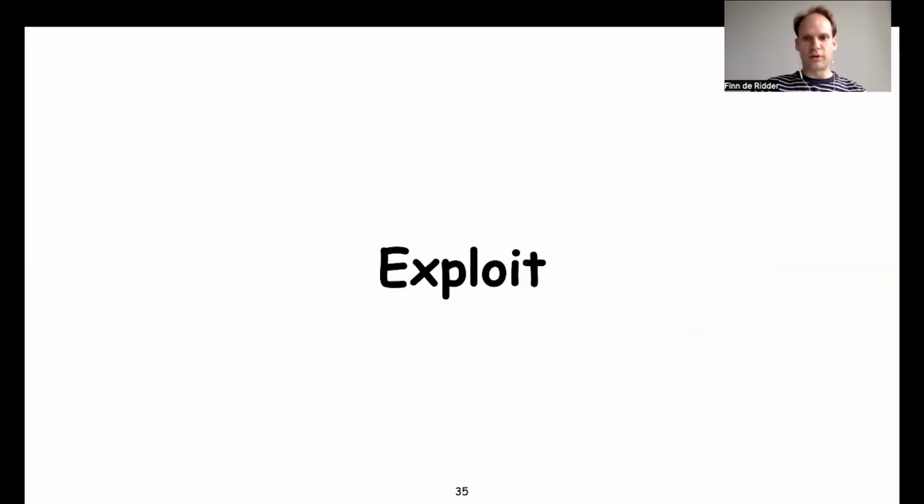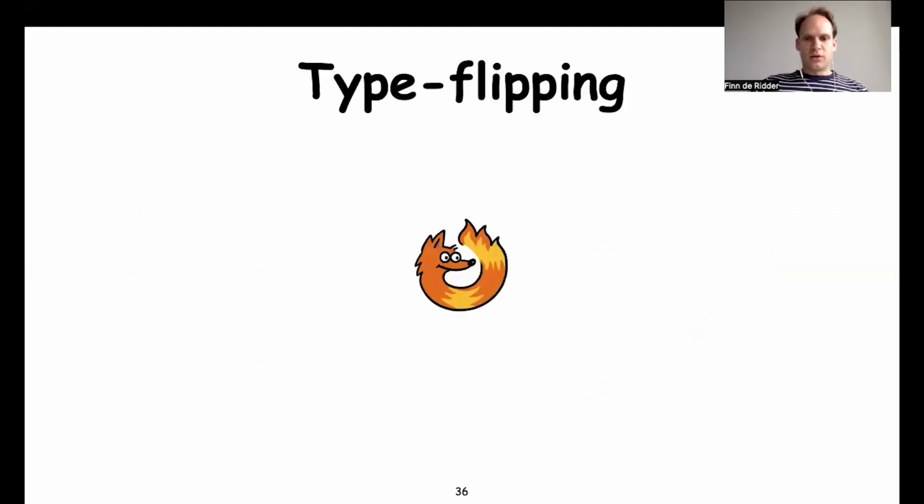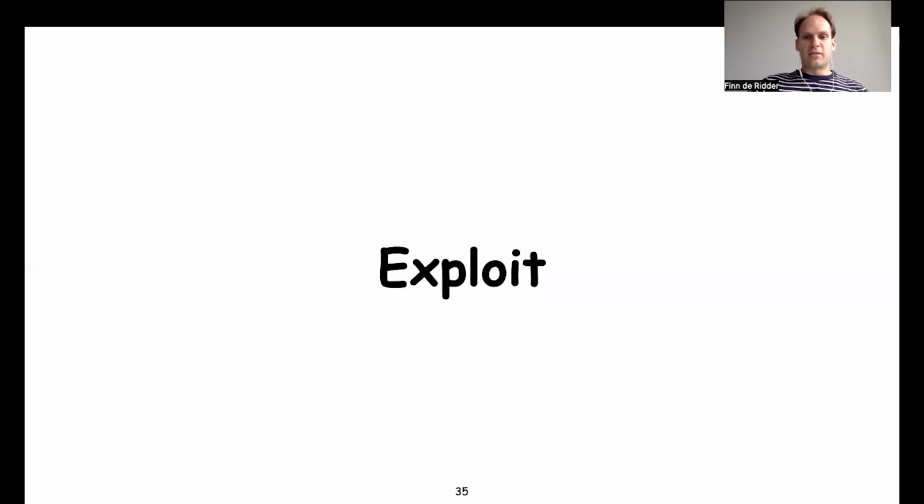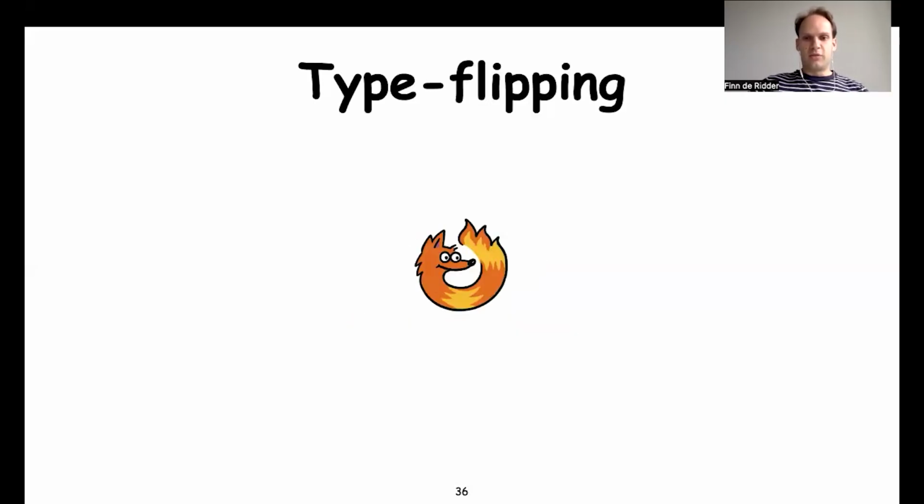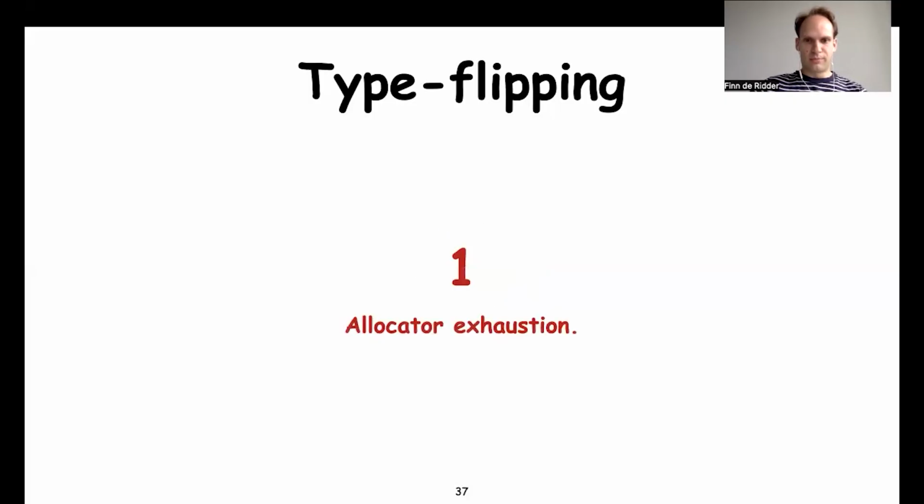But I will just go over the exploit in 10 steps to give you some idea. At the core of the exploit is the idea of type flipping. We use the bit flip to change the type tag of JavaScript objects. In particular, we use the bit flips to turn array references into floating point numbers and the other way around. So a floating point number becomes a reference and a reference becomes a floating point number.